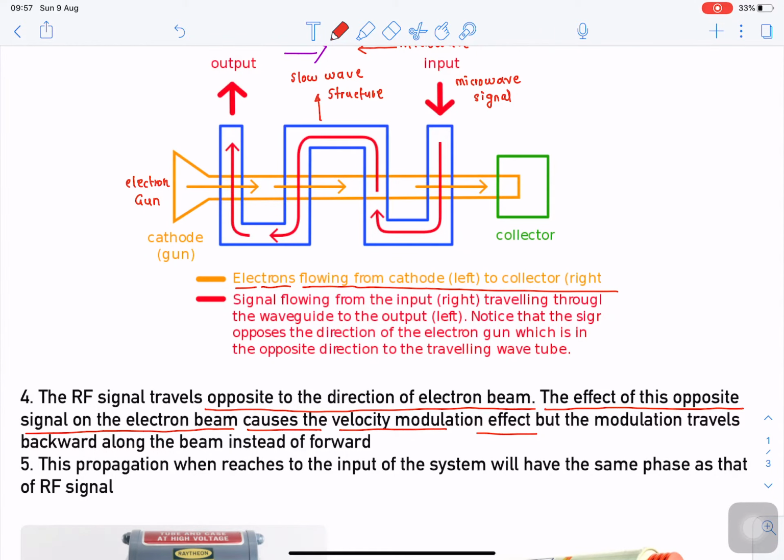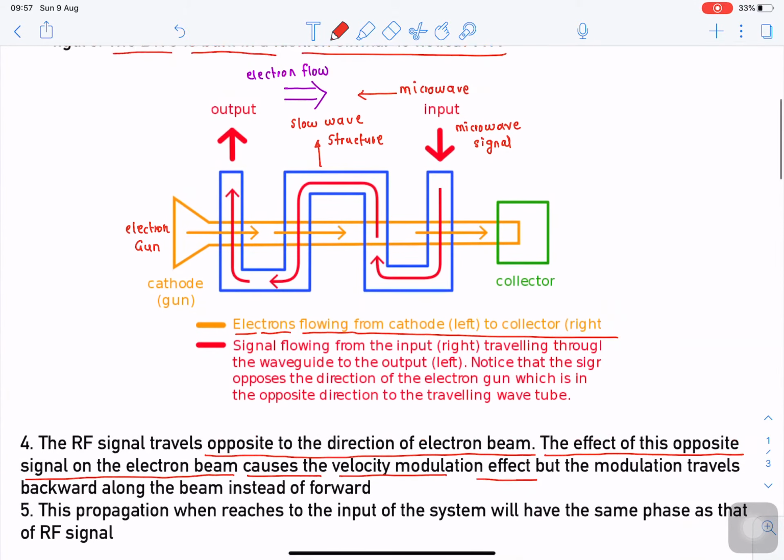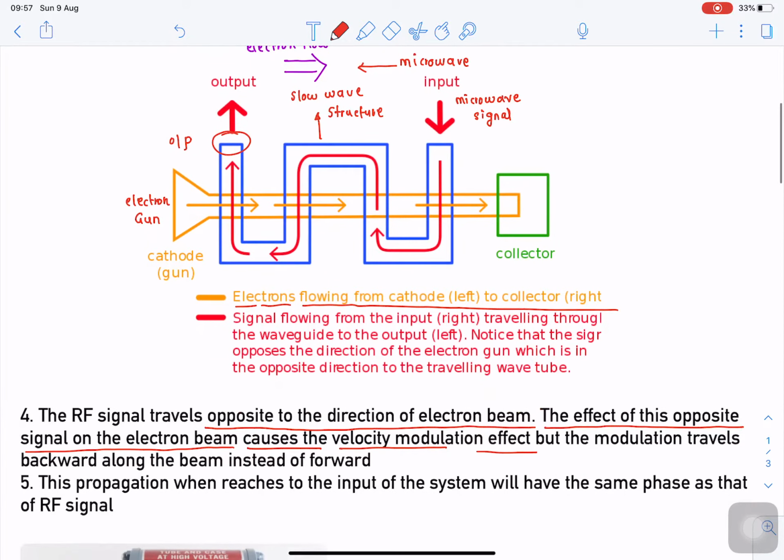When this propagation reaches the input of the system, at the output we get the bunching of electrons with a sustained oscillation. The oscillation output we get from this particular port. This is the output port. From here we can continuously achieve microwave frequencies, which can be generated up to several terahertz. When this propagation reaches the input of the system, it will have the same phase as that of the RF signal, and we will get sustained oscillation at the input port.